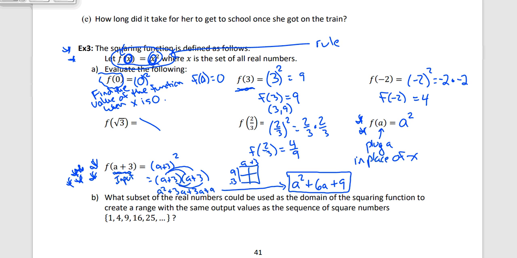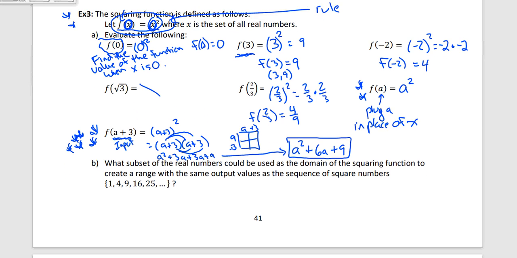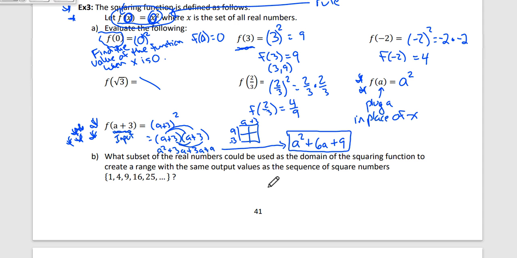So part B is a pretty interesting question. What subset of the real numbers could be used as the domain of the squaring function to create a range with the same output values as the sequence of square numbers? So you have to read those words and really understand what it's asking. So what real numbers could be used as the domain?